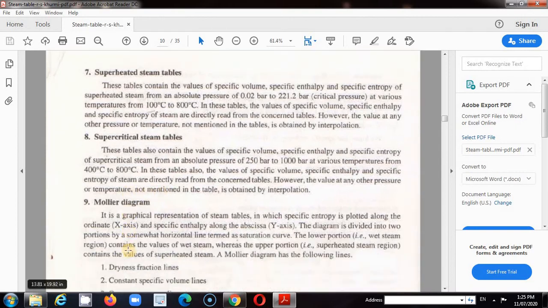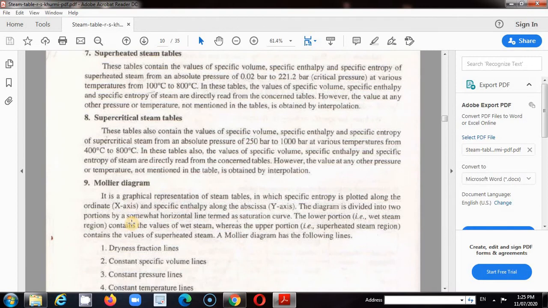So here is another important point of the steam table. At last, there is one big chart. The name of that chart is the Mollier chart. This chart will be helpful for you to find the values of enthalpy, entropy, as well as volume with minimum effort. There is no need of any formula to calculate all those values. With the help of that Mollier chart, you directly get those values with less effort.